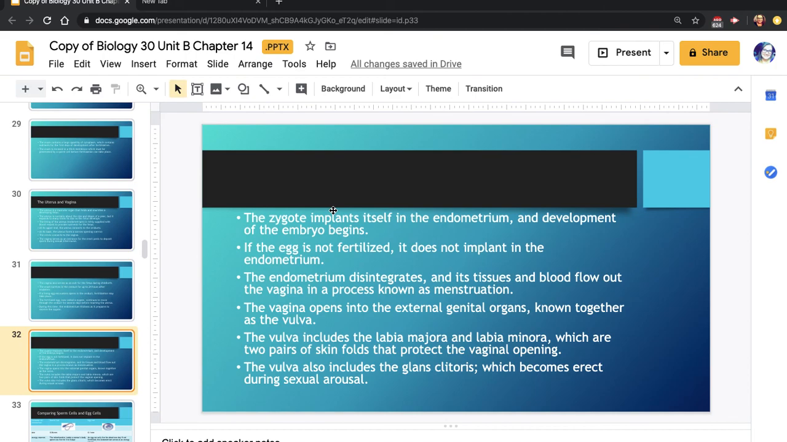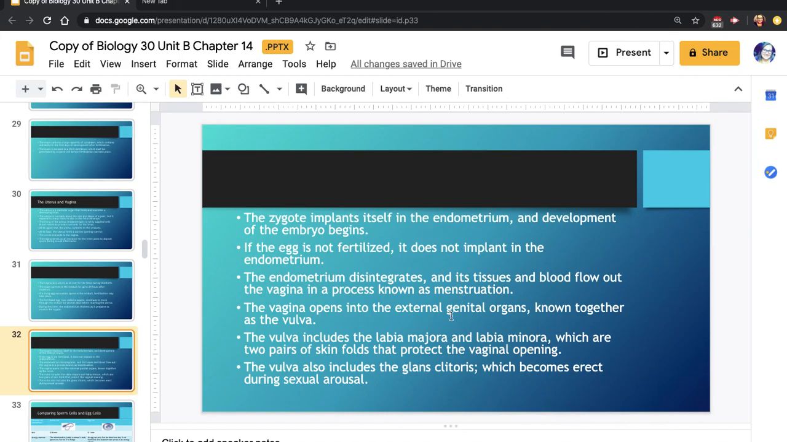So the endometrium disintegrates and its tissues and blood flow out the vagina in a process called menstruation. So if you don't have an egg that's fertilized, it doesn't implant in the endometrium, and then every month you will sort of get rid of the walls of your uterus, and that will be shed by menstruation.